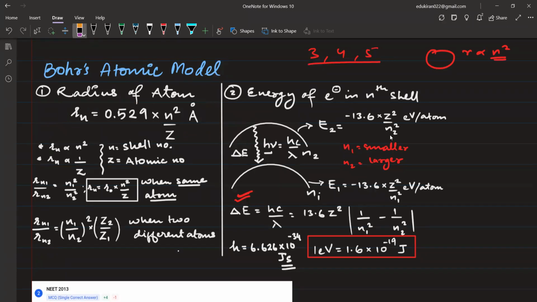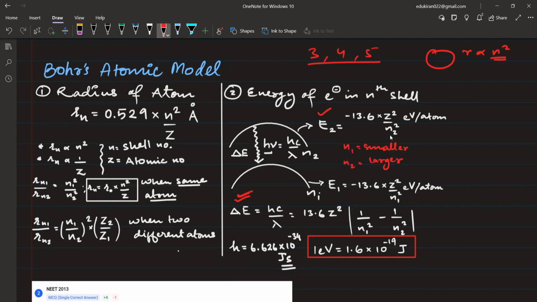Next, energy of electrons in different shells. You can write this down: -13.6 Z² upon n². And it is also talking about the energy absorbed and the energy released. How much energy is being absorbed, how much energy is being released. If an electron is in the second orbit, that means it is having this much energy.